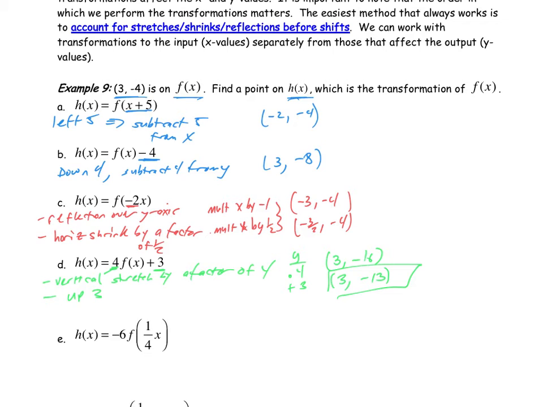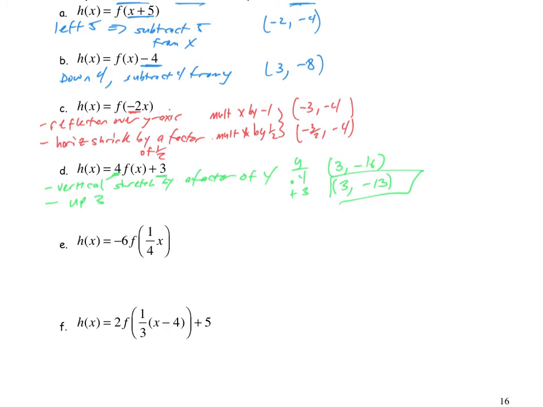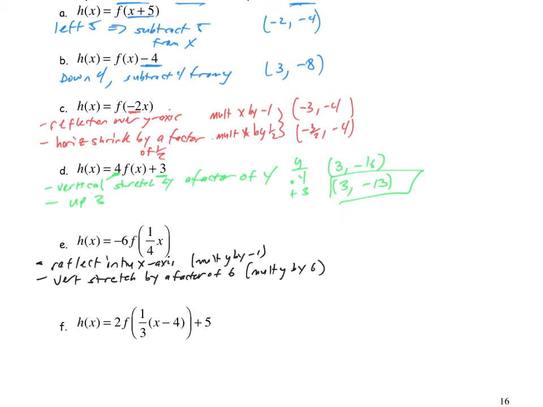In the next example, we have h of x is equal to negative 6 times f of 1/4 x. So let's go ahead and list all the transformations. The negative in front is outside the function. It's going to reflect in the x-axis. And that means we're going to multiply y by negative 1. The 6 is a vertical stretch because it's larger than 1. Vertical stretch by a factor of 6, which means we're going to multiply y by 6.